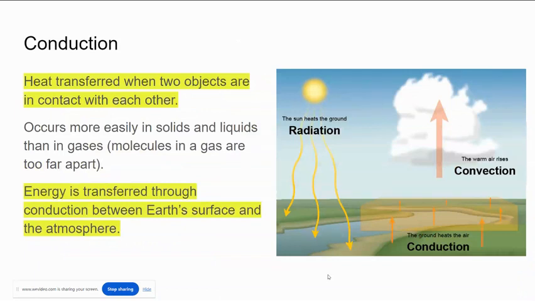The next type of heat transfer is called conduction. Conduction means heat transfer when something's in contact with something else. So, example here, if you look at the diagram, the ground heats the air, because the air is touching the ground. The ground is heating the air molecules, causing them to rise.